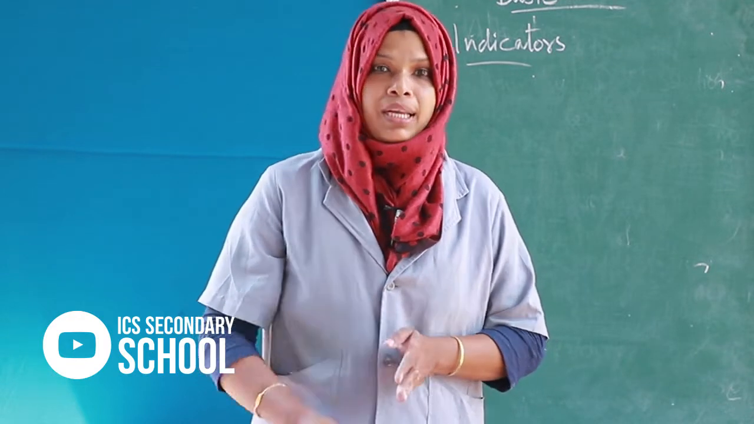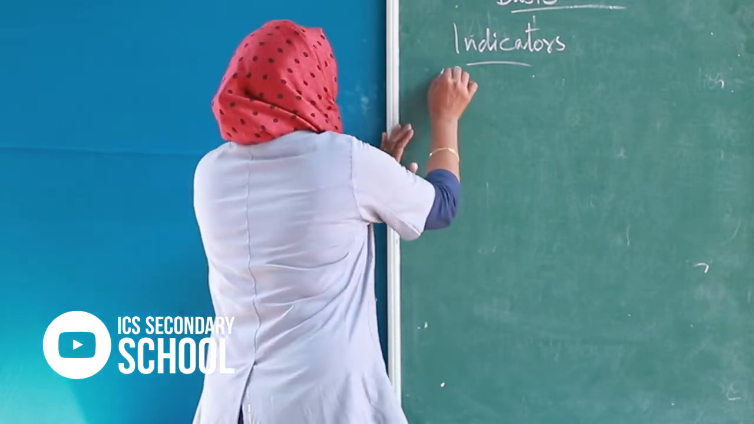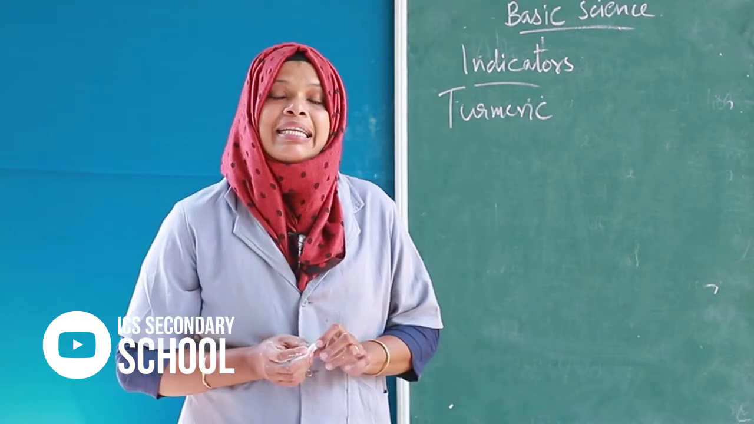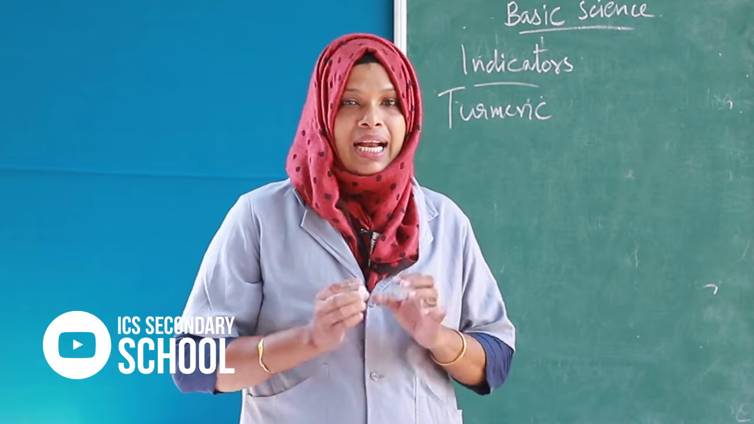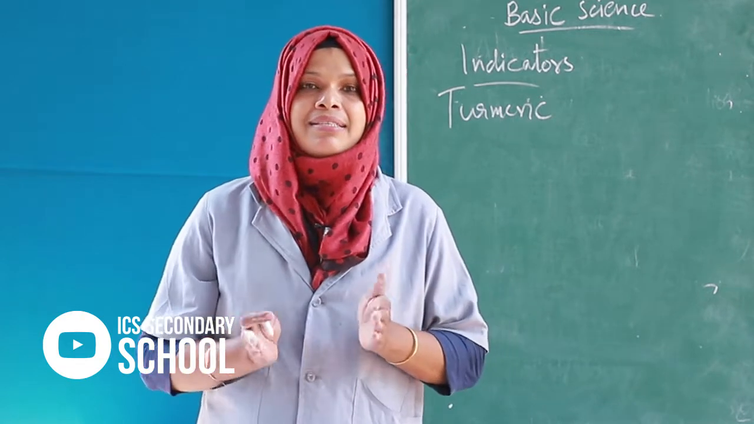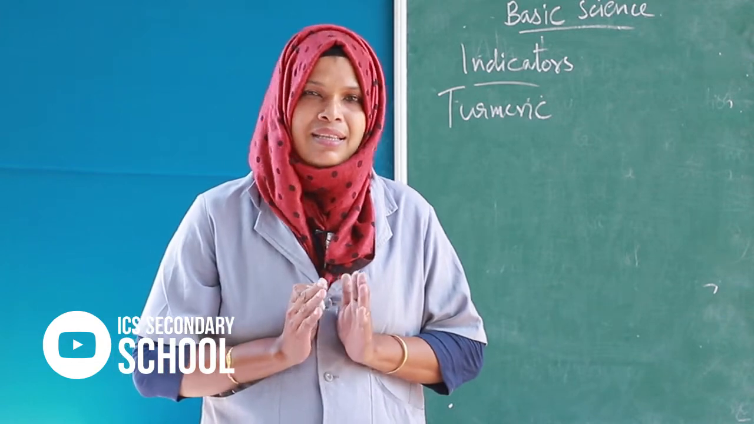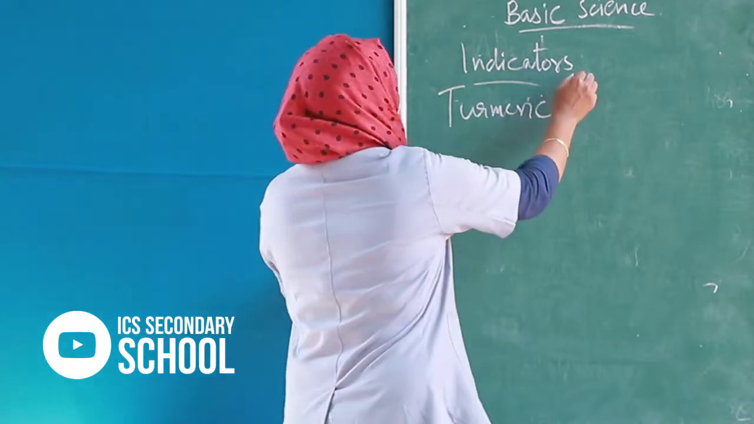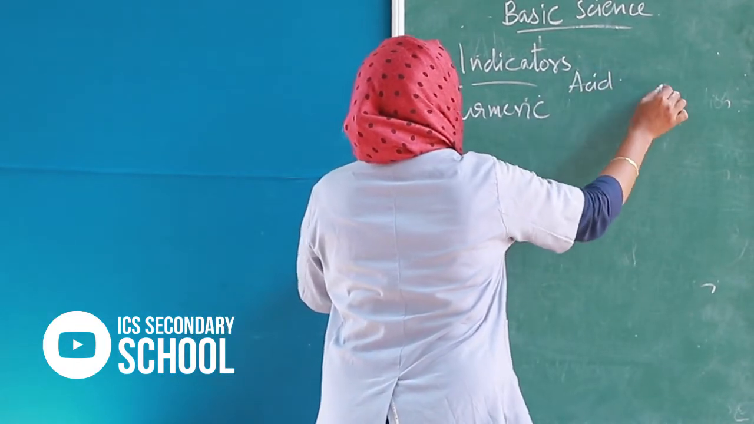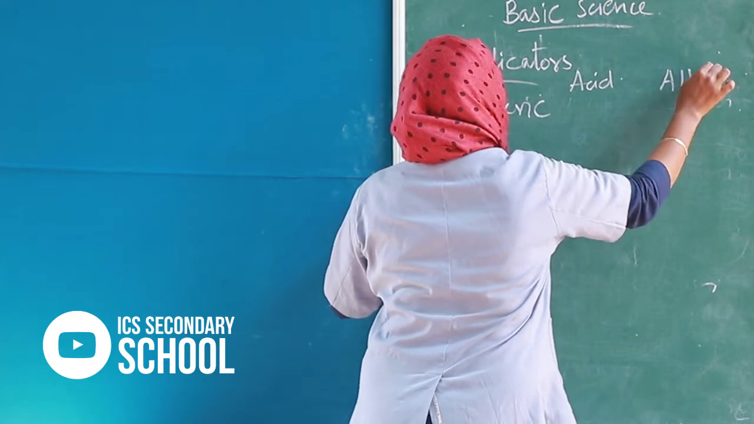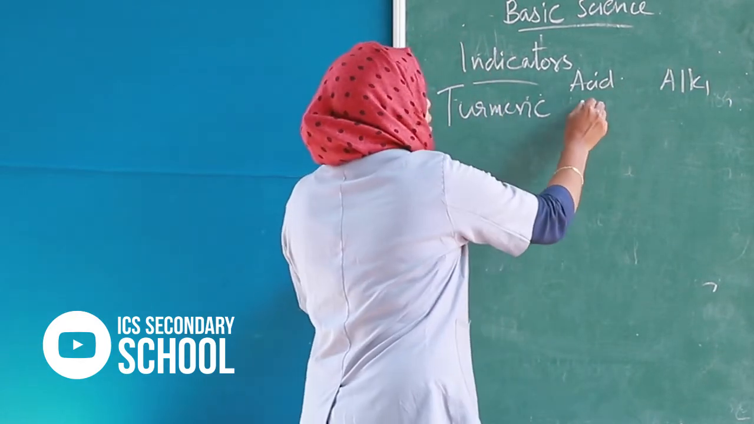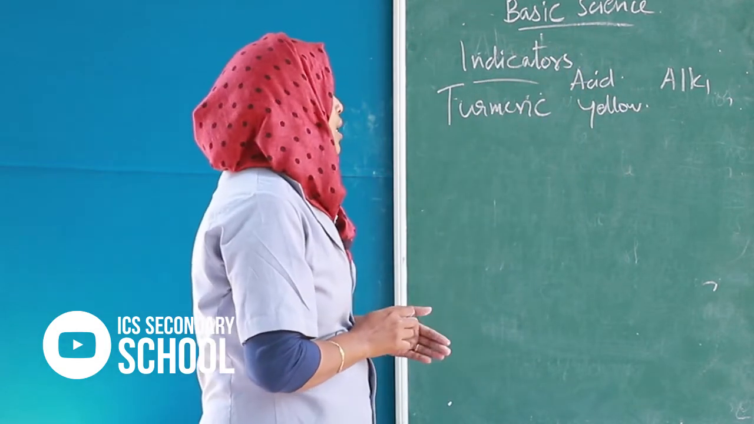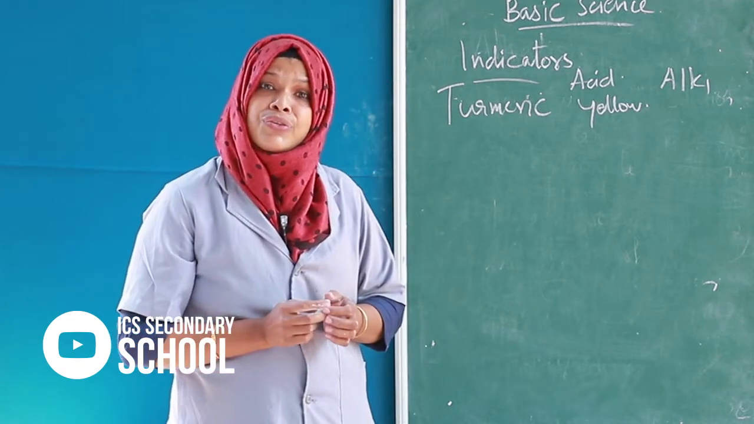First one is turmeric. What is the color change of turmeric paper in acids and alkalis? In acids, there is no color change. Turmeric color is yellow. In acid, the color is yellow. Then in alkali, its color changes into red.